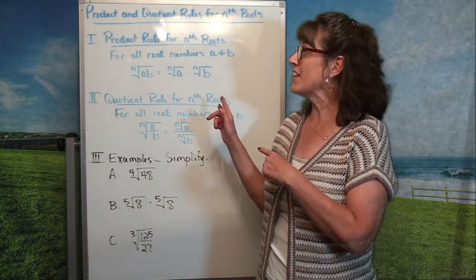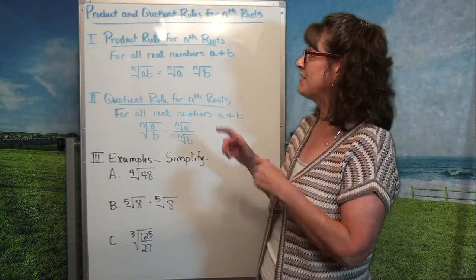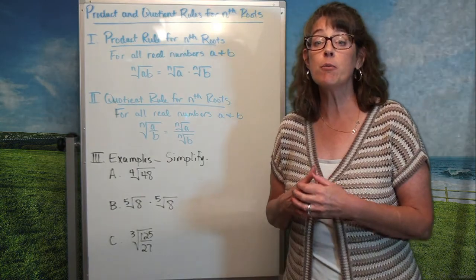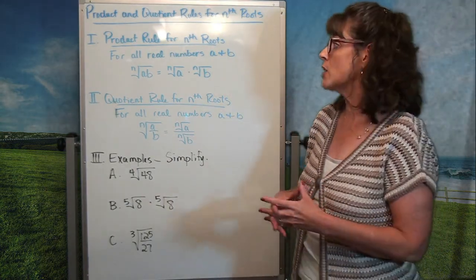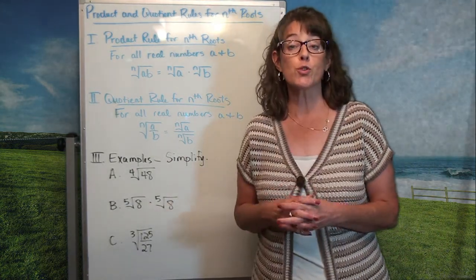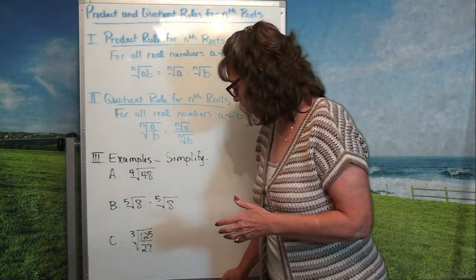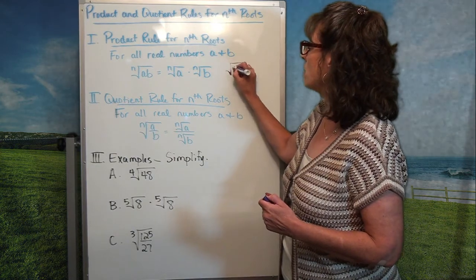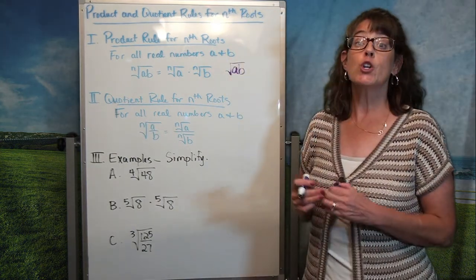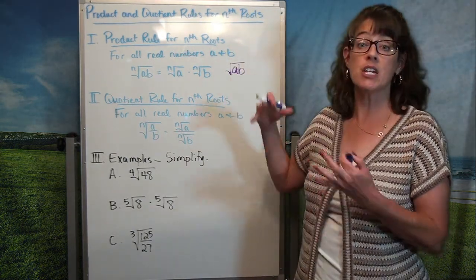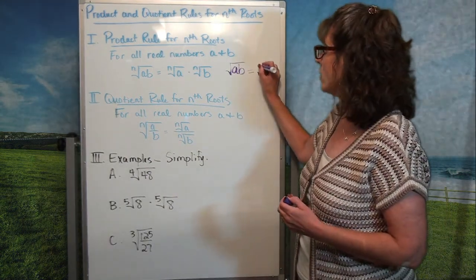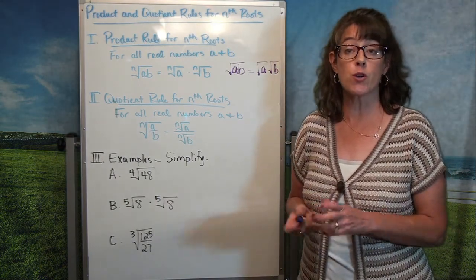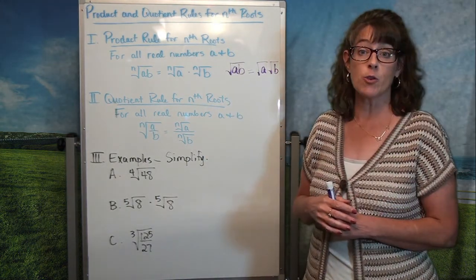Okay, well, let's investigate. Let's put our glasses on and investigate the product and quotient rules for nth roots. These are going to be very similar to your product and quotient rules for square roots. If you recall, the product rule for square roots said if you have two numbers being multiplied underneath the radical, you could do the multiplication, then take the square root, or you could take the square root of each one individually and multiply the results together. You're going to get the same thing either way.